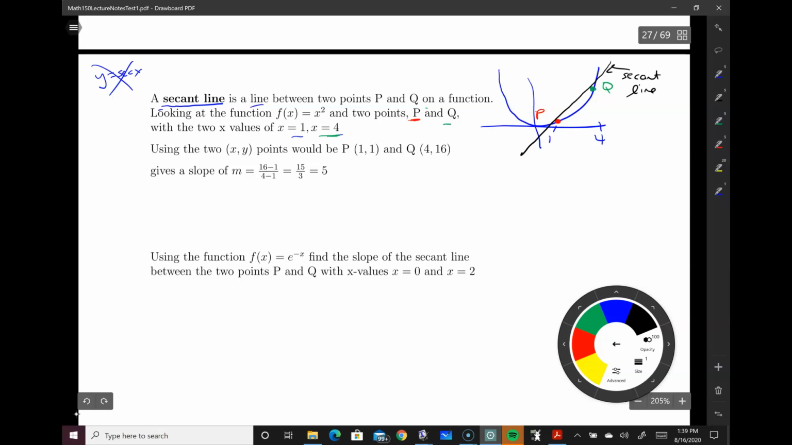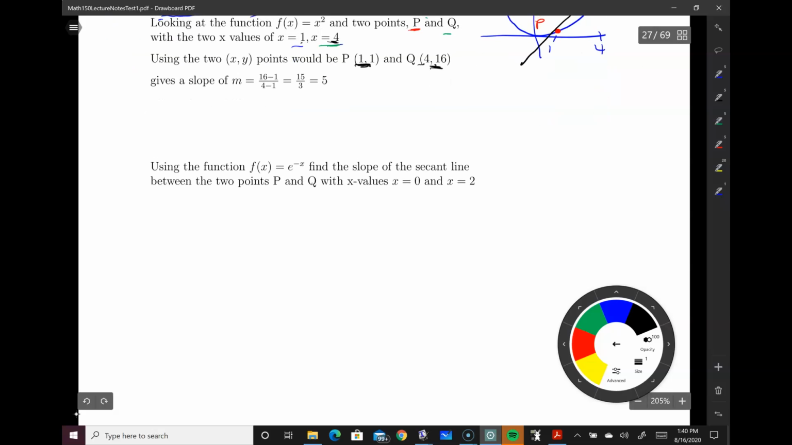And since it's a line, I can find out what the slope of that line is. So how do we find the slope of a line? That's the change in the y values over the change in the x values. So that's what I did first. I took this x value and I used the function, and I found the y value. Then I took this x value and I used the function and I got the y value. So between these 2 points, I could find the slope. So 16 minus 1 over 4 minus 1. So the slope of that black secant line is 5.